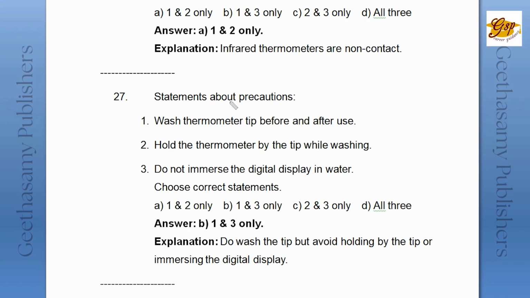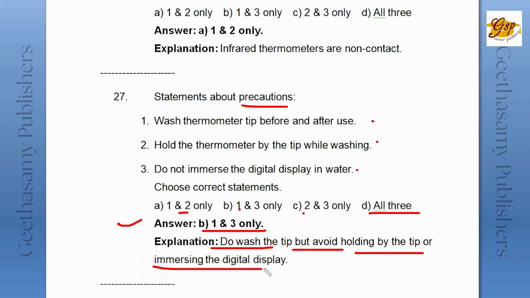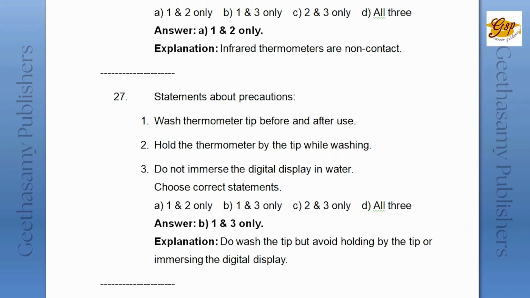27th question, statements about precautions. One, wash the thermometer tip before and after use. Two, hold the thermometer by the tip while washing. Three, do not immerse the digital display in water. The options are 1 and 2, 1 and 3, 2 and 3, all 3. The correct answer is 1 and 3 only, because you wash the tip but do not hold it by the tip, and you must not immerse the digital display.